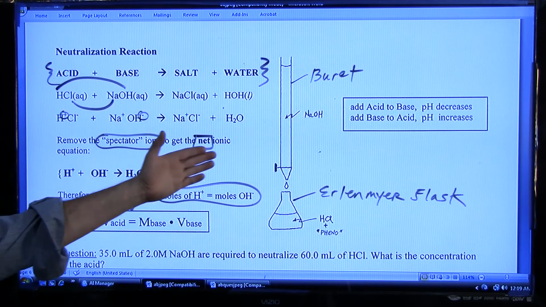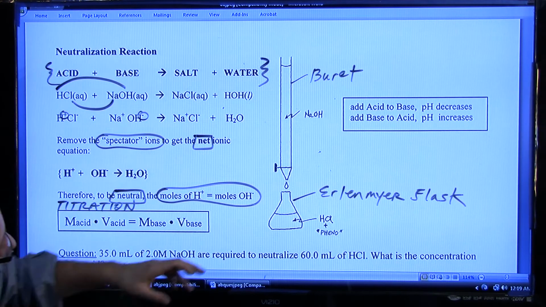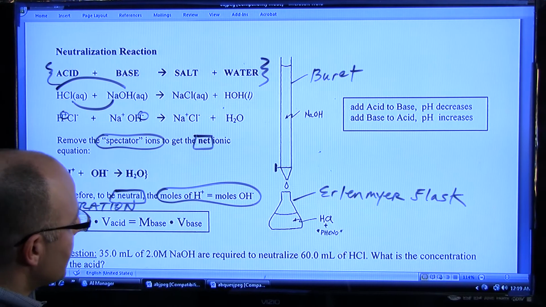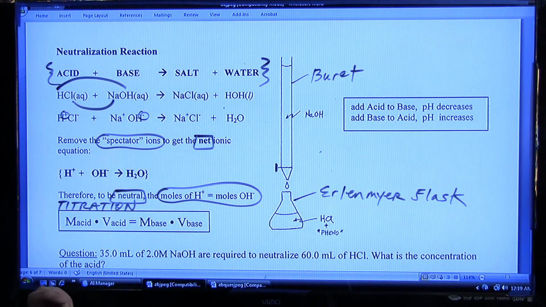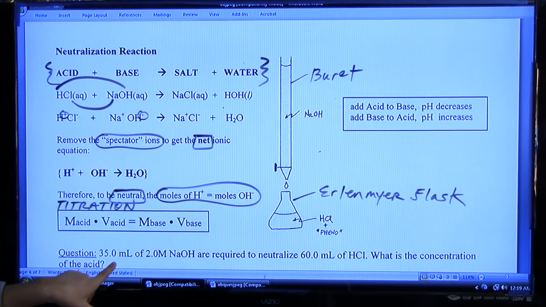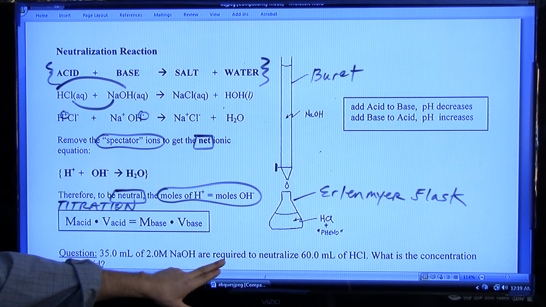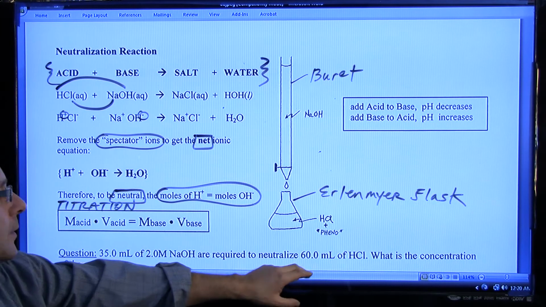All right, and in this setup here, since they were titrating the HCl with NaOH, the HCl was the unknown. And the typical problem would be worded like this. 35 milliliters of 2.0 molar NaOH are required to neutralize 60 milliliters of HCl.